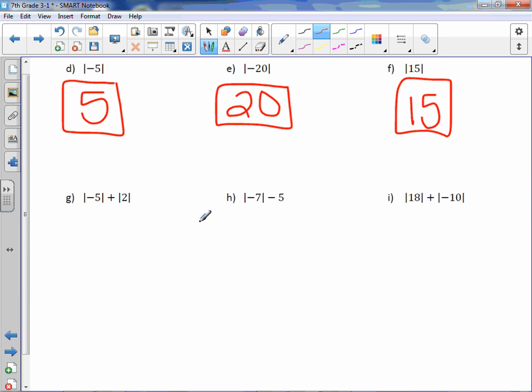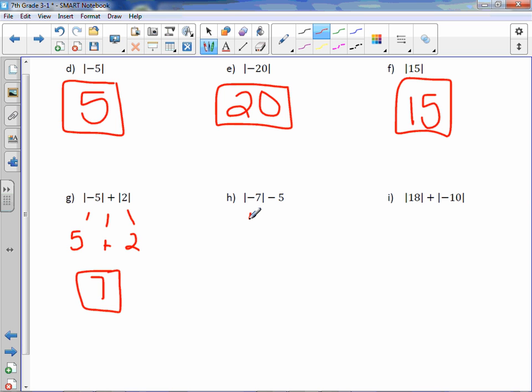We need to do them separately. The absolute value of negative 5 is 5. The absolute value of 2 is 2. Bring down the plus sign. 5 plus 2 is 7.